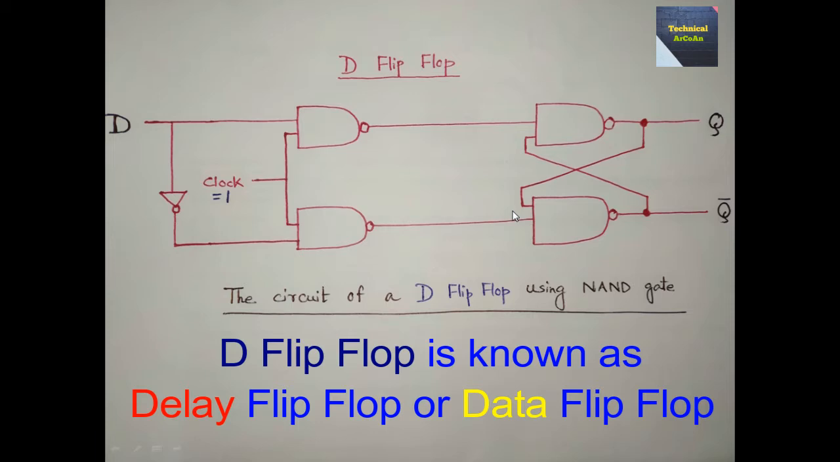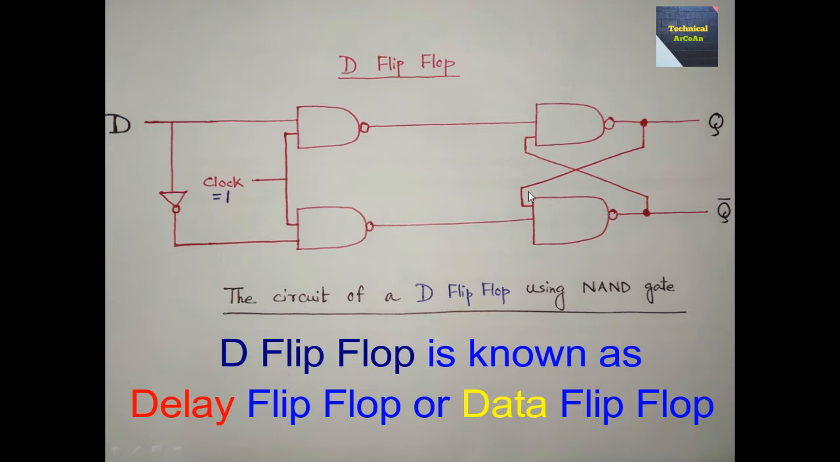and R terminal. Actually in that part we say that it is an SR flip-flop, and if this is S and R, we just put an inverter to form this D flip-flop. D flip-flops are also called delay flip-flop or data flip-flop. They are used to store 1-bit binary data.